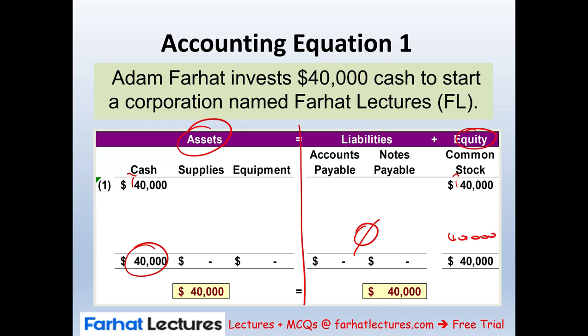Now let's talk about the accounting equation. In the prior session, we explained the accounting equation. The accounting equation keeps the numbers in balance. Assets equal liabilities plus equity. That's how it works. It keeps it in balance. After each transaction, double check yourself. Are my assets equal to liabilities plus equity? And the answer is yes at this point.